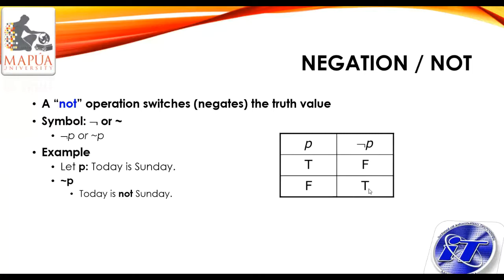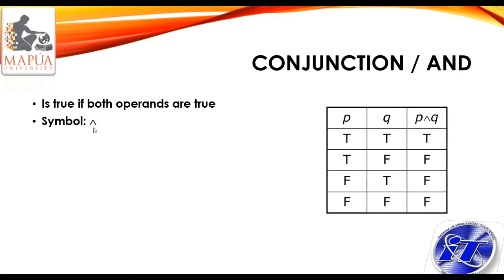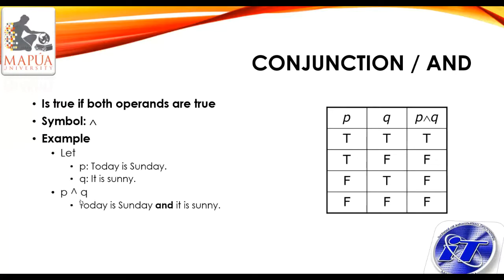So now let's move on with the next operator or operation. It is conjunction or and. A conjunction is a compound statement formed by combining two statements using the word and. In symbolic logic, this is the symbol to be used. Okay, so in symbolic logic, the conjunction of P and Q is written as this: P and Q.